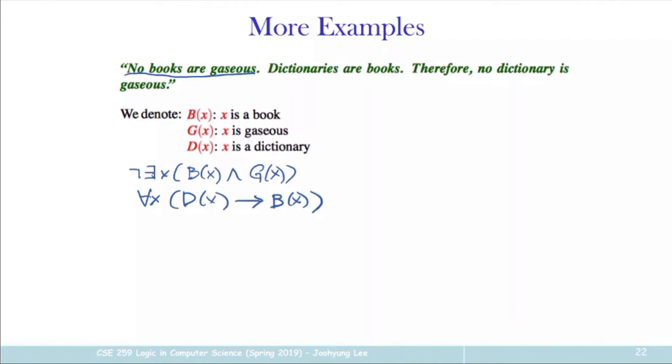Therefore, no dictionary is gaseous. So how do we say this? No dictionary is gaseous. It's actually similar to the first sentence. There is no X such that it is dictionary and gaseous. Now, "therefore" is something that I didn't write here, which I'm going to denote as derivation.